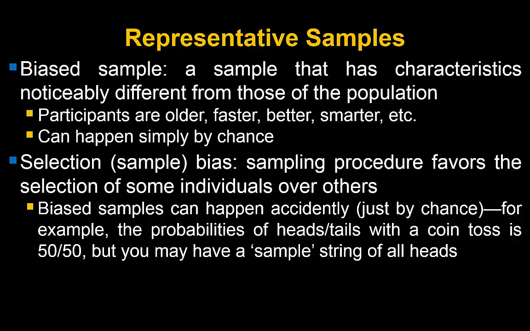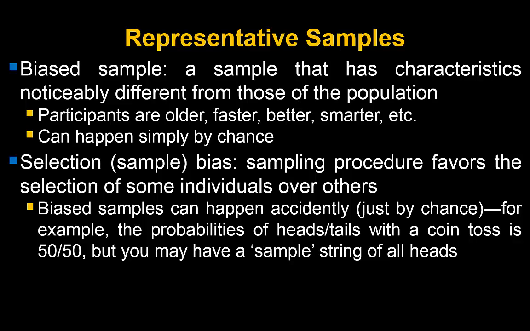Now, another issue that we have to talk about, and we've already alluded to, is the issue of getting a bad sample. And sometimes this just happens by chance. We can't avoid it. It's just the nature of probability. Whenever we get a bad sample, we actually call it a biased sample. And this is a sample that has characteristics that are noticeably different from the population.